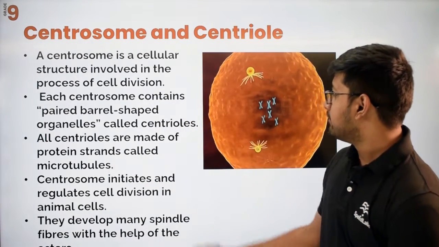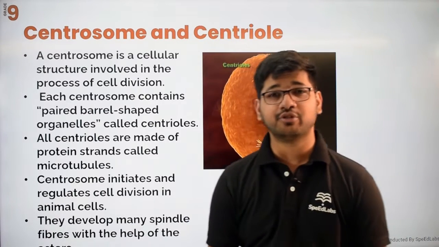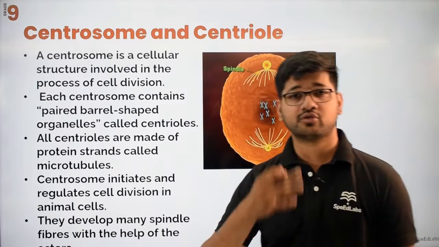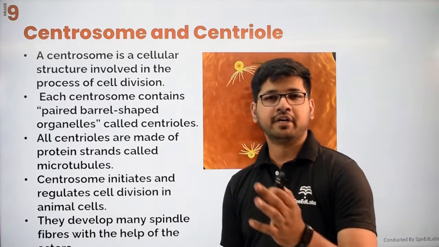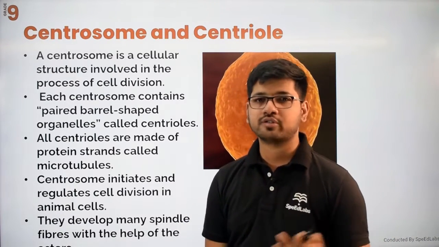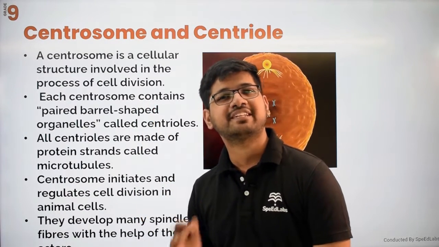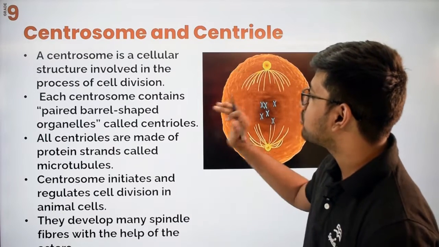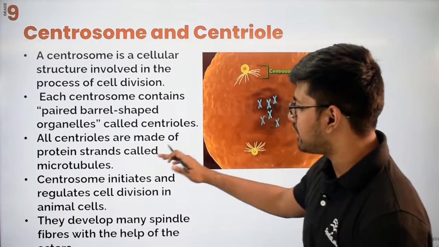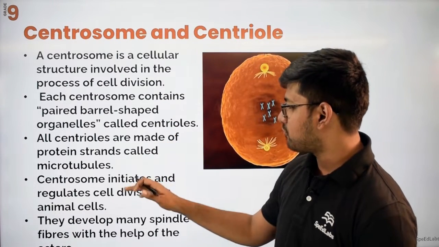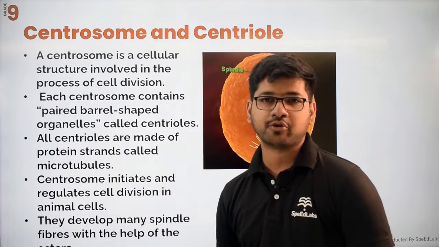So now we talk about centrosomes and centrioles. A centrosome is a cellular structure that is involved in the process of cellular division. You may know about mitosis and meiosis from earlier classes. That is done with the help of centrosomes and centrioles. Each centrosome contains paired barrel-shaped organelles, and all centrioles are made up of protein strands known as microtubules.